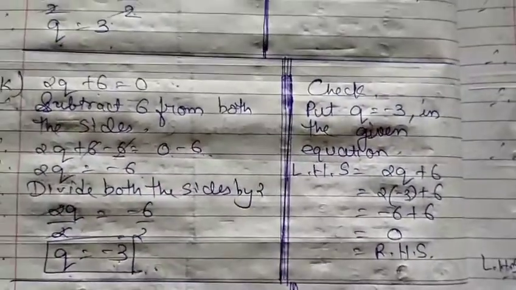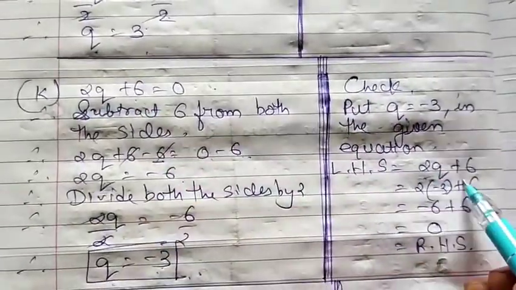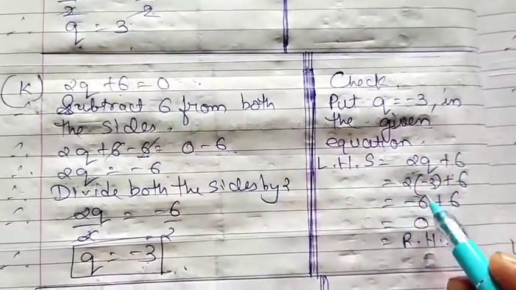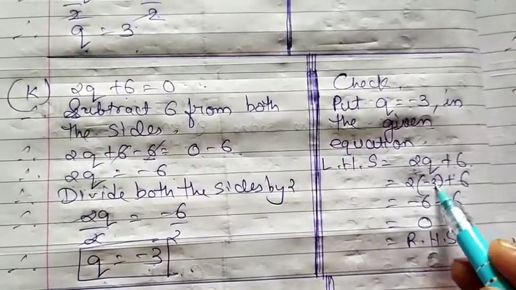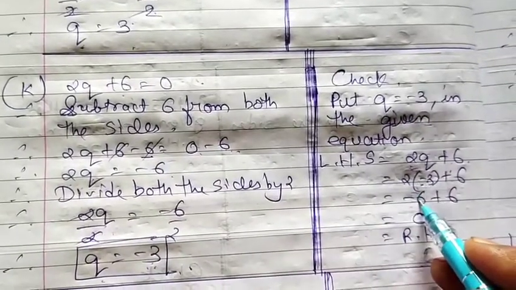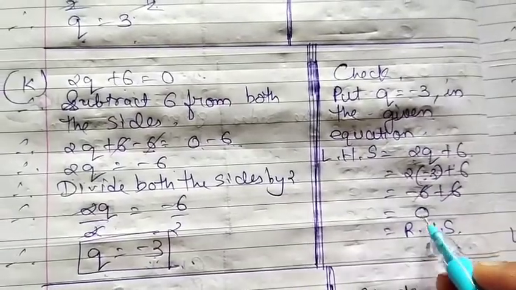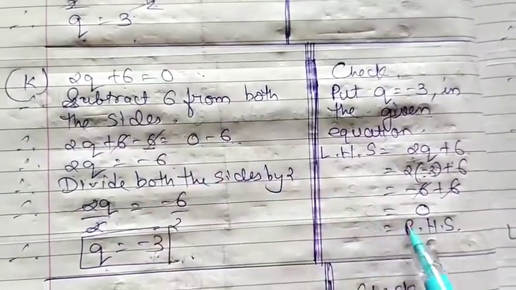Now you have to check whether it is correct or not. So put q equals minus 3 in the given equation. Write down the expression of the left hand side and you have to see whether you are getting 0 or not. So 2q plus 6. In place of q, you have to write negative 3. So 2 3s are 6, that is positive into negative, negative 6. Negative 6 plus positive 6 gives 0. Yes, we got 0. So write down equals RHS.